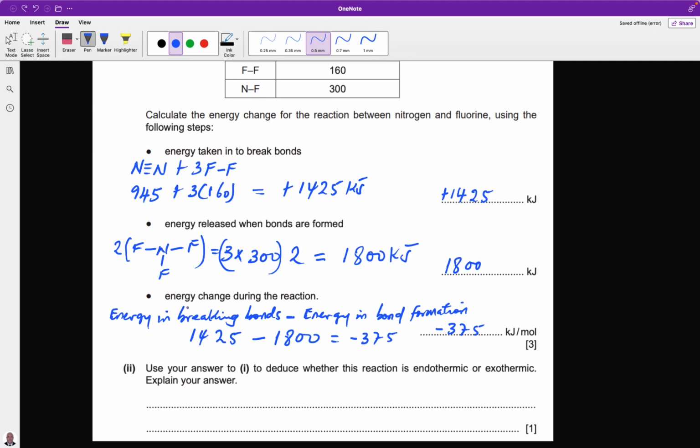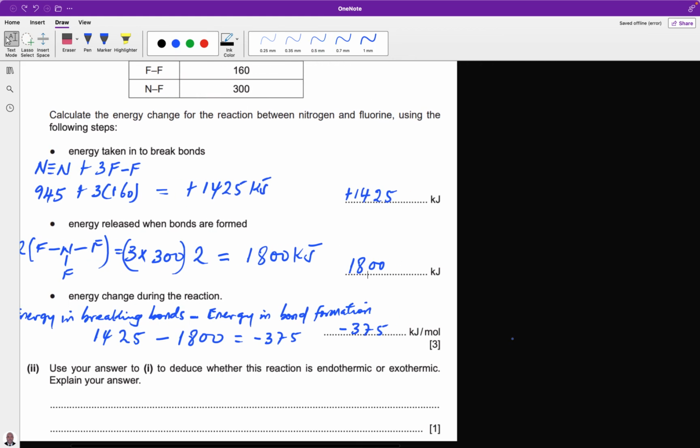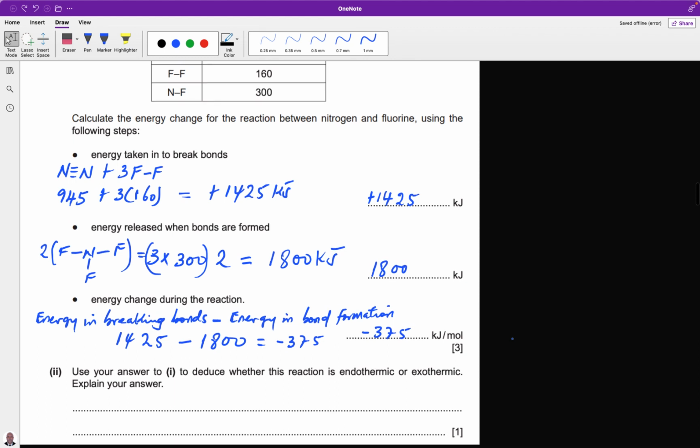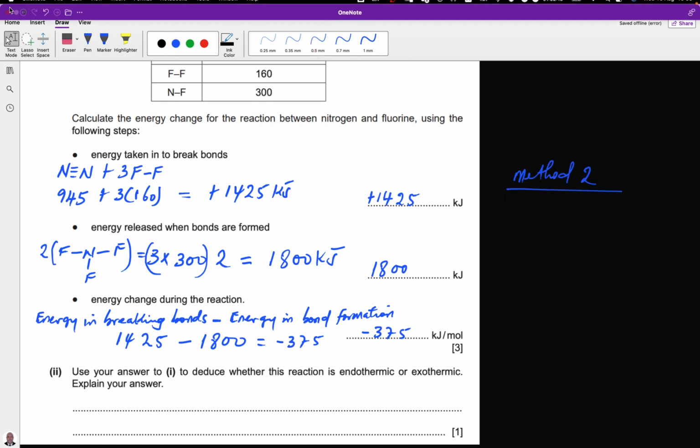Now that it is 1,800 kilojoule. So energy change during the reaction. Energy in breaking bonds minus energy in bond formation will be 1425 minus 1,800. The difference will be minus 375 kilojoule. Method number 2 that you can use in solving this problem. Now, method 2.